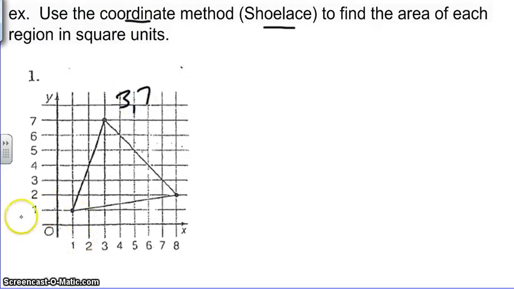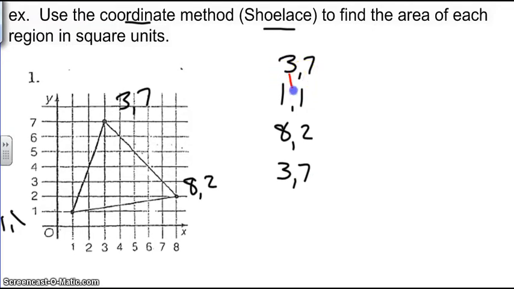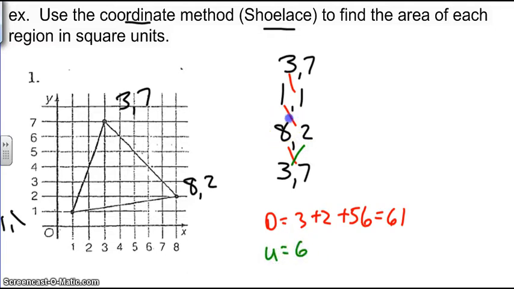The next one is 1, 1. And the third one is 8, 2. So we'll just start, it doesn't matter which one you start with, we'll start with 3, 7. And then we're going to go in counterclockwise order. So we'll go 1, 1, 8, 2, and then repeat the first ordered pair. Now we're going to do the downs. So the downs are 3 times 1, 1 times 2, 8 times 7, for a total of 61. And then we'll do the ups, 3 times 2, 8 times 1, and 1 times 7, for a total of 21.